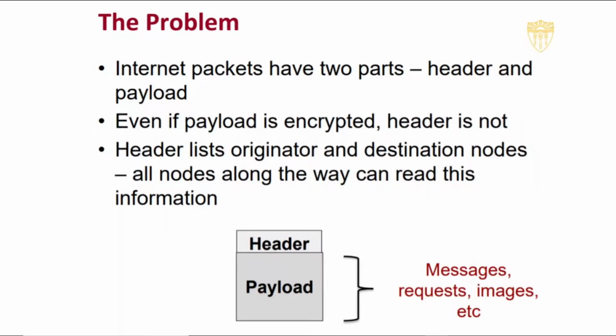So basically, as we said before, the packets have two parts: the header and the payload. The payload is the information. And even if the payload is encrypted, let's say you have encrypted information, the header is not. So all nodes can read this information because it's not encrypted. It's only the payload that's encrypted. So anything that goes through those nodes can be read easily by everyone.